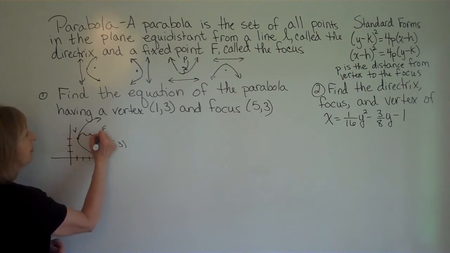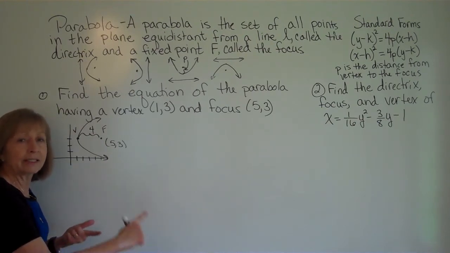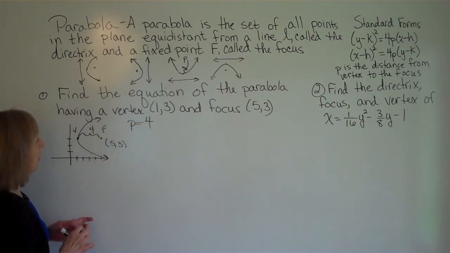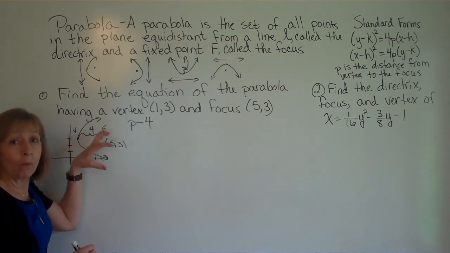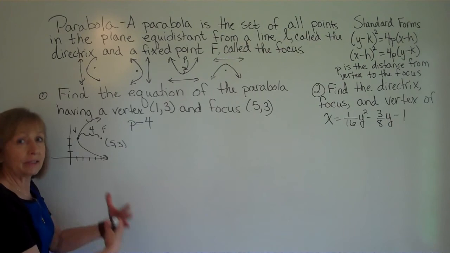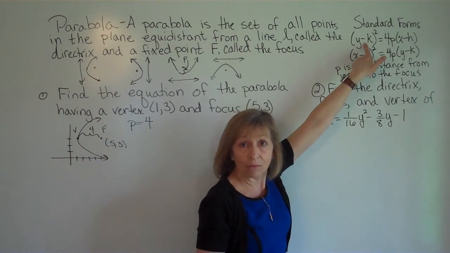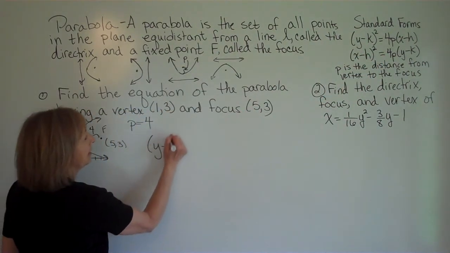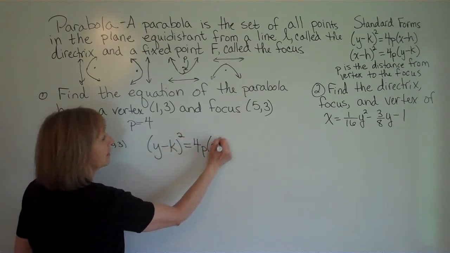So the distance from my vertex to my focus is a distance of 4. And that distance from your vertex to your focus is your p. So p is equal to 4. It's opening to the right. So that's when I have my y being the variable that is squared. So when I look over here, the y being squared is that one. So I have my form y minus k squared is equal to 4p times x minus h.